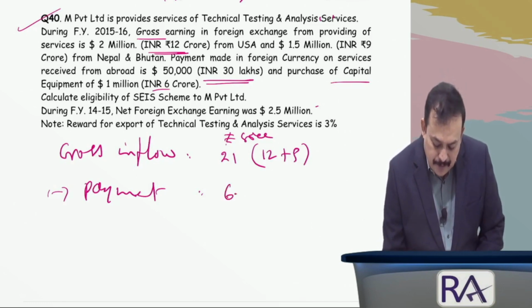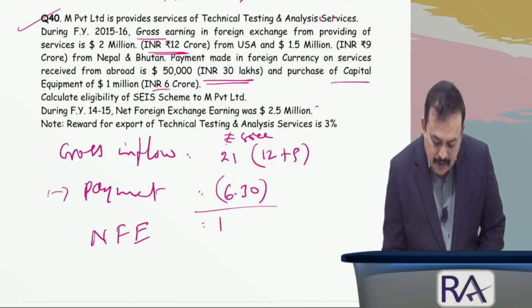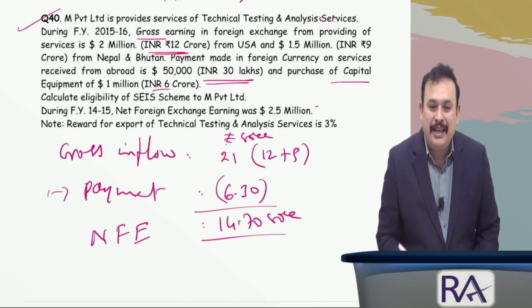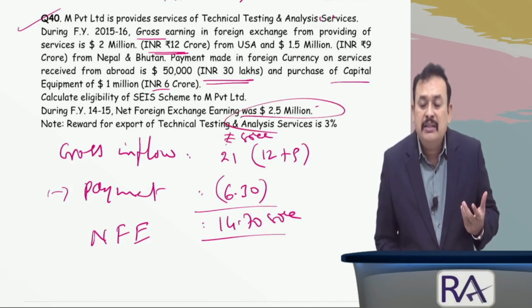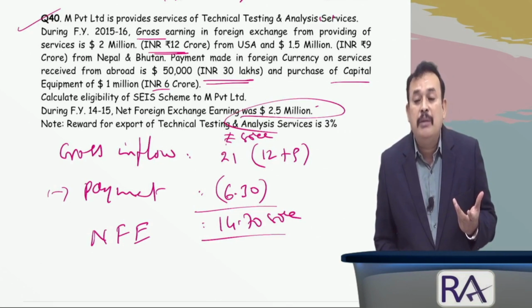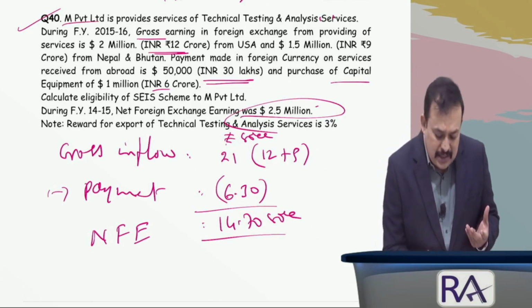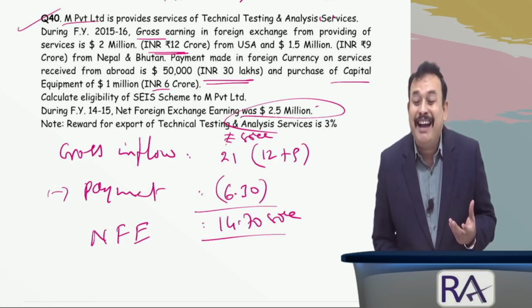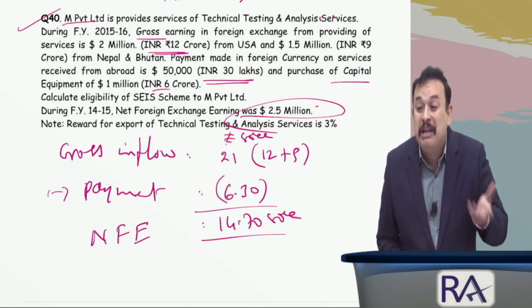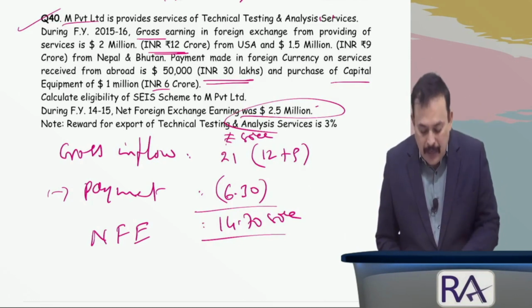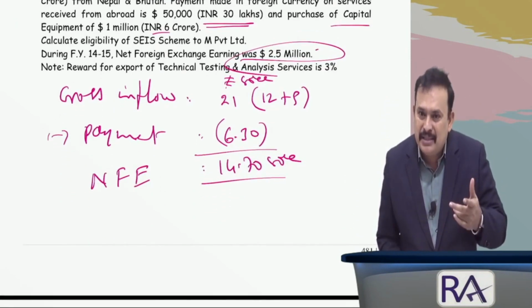6.3 crores, correct? 6.3 crores. Deduct net foreign exchange earnings. 14.7 crore is relevant to apply what? Reward amount, because in the previous year they exceeded the threshold limit. How much for them? Yes, M Private Limited, threshold limit more than or equal to $15,000. They exported $2.5 million, eligible. So apply the SCIS scheme.